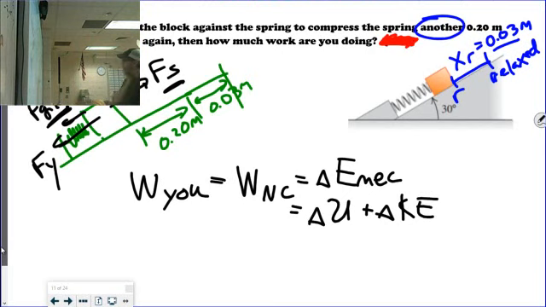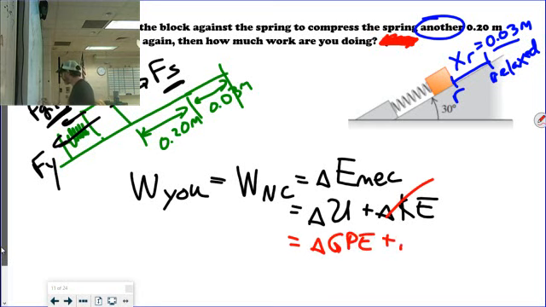All right, so let's see. It starts at rest. It was at rest before we squashed it, and then we squish it until it stops again. So our change in kinetic energy is 0, but we do have two types of potential energy. We've got a change in gravitational potential energy plus a change in elastic potential energy, right? Okay, so if we can figure that out, then we figured out how much work you've done, right?